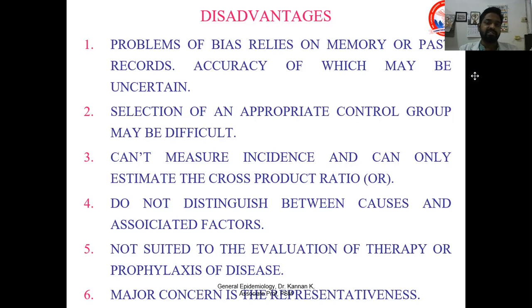So there is a challenge in selecting a control compared to cases, right? Can't measure incidence and can only estimate the cross product ratios. We cannot measure incidence because we are not going to follow the cases, right? So we cannot measure incidence. We are able to estimate only the cross product ratio. Do not distinguish between causes and associated factors.